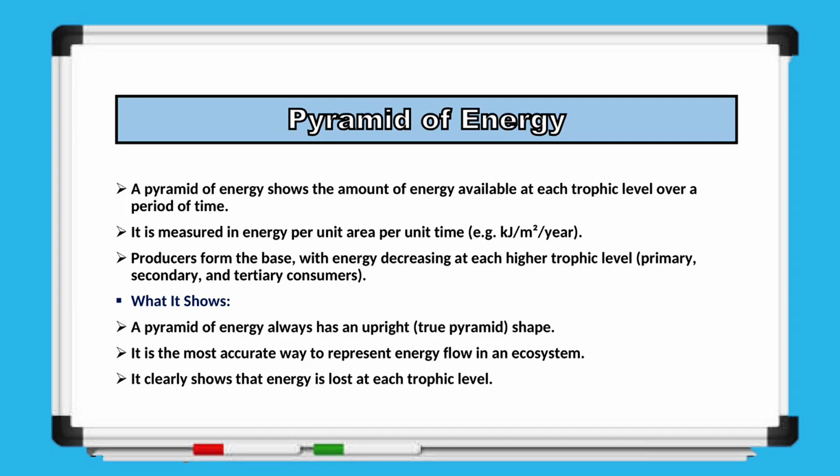However, instead of showing the number or mass of organisms, it represents the amount of energy transferred through each trophic level. A pyramid of energy always has an upright or true pyramid shape because energy decreases at every trophic level. It is considered the most accurate way of representing energy flow within an ecosystem, as it clearly demonstrates how much energy is available to organisms at each stage of the food chain.